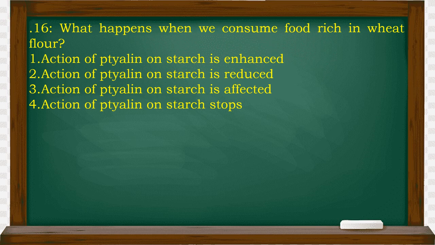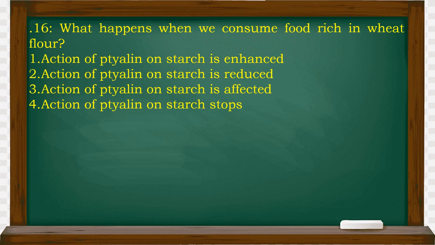Question number 16 reads, what happens when we consume food rich in wheat flour? Wheat is a plant substance, so the component that wheat would have stored in it would be starch, and the options are: action of tannin on starch is enhanced. Option number 2, action of tannin on starch is reduced. Option number 3, action of tannin on starch is affected. Option number 4, action of tannin on starch stops.